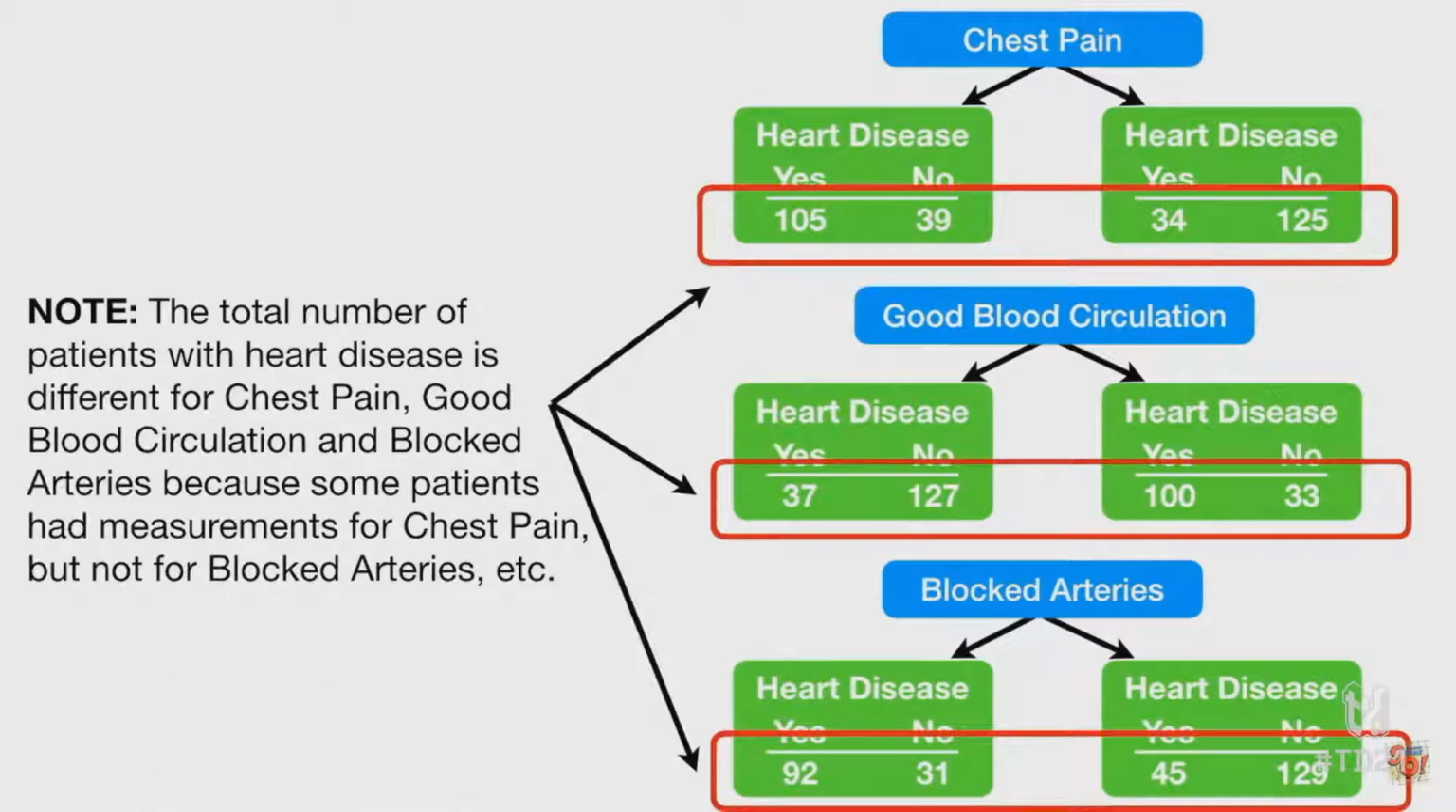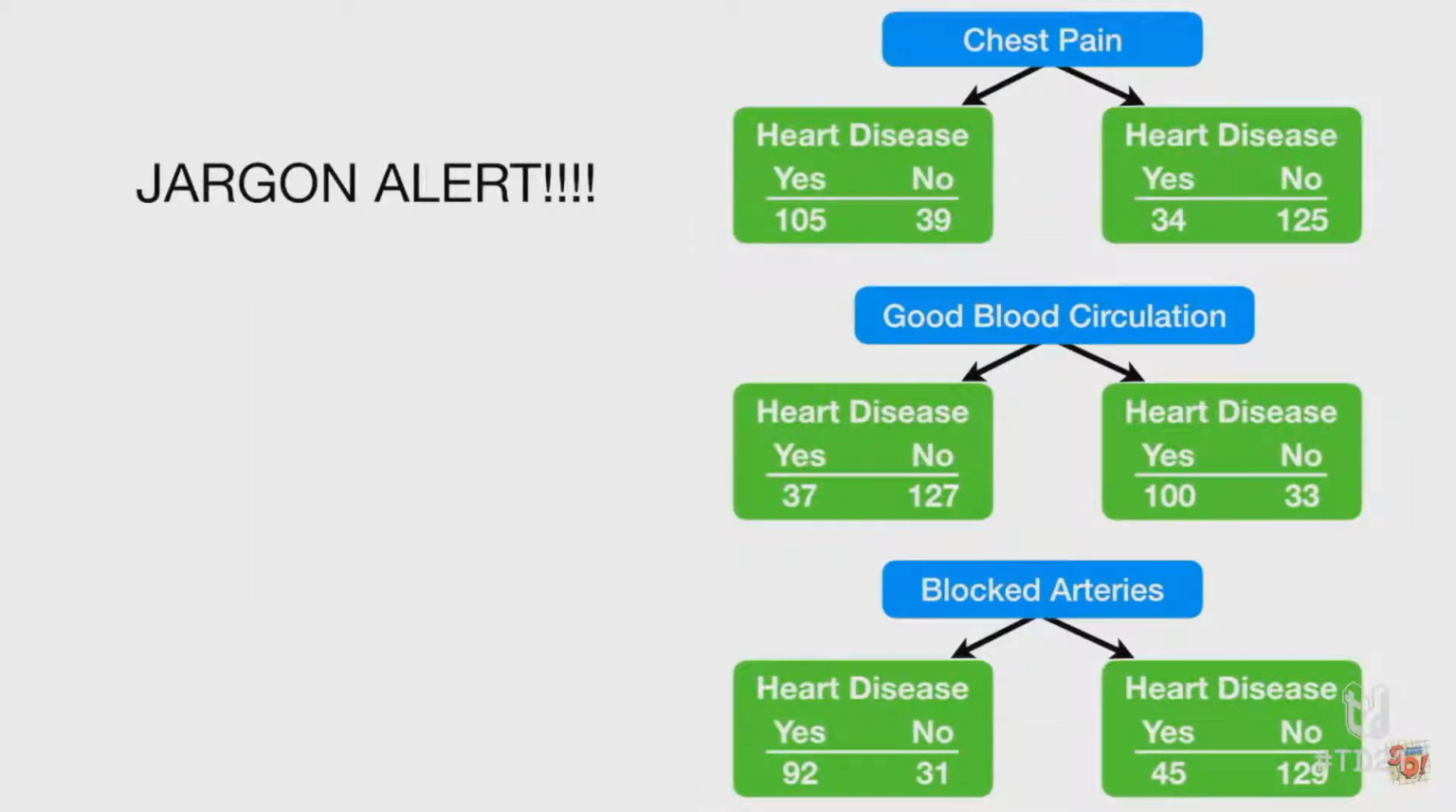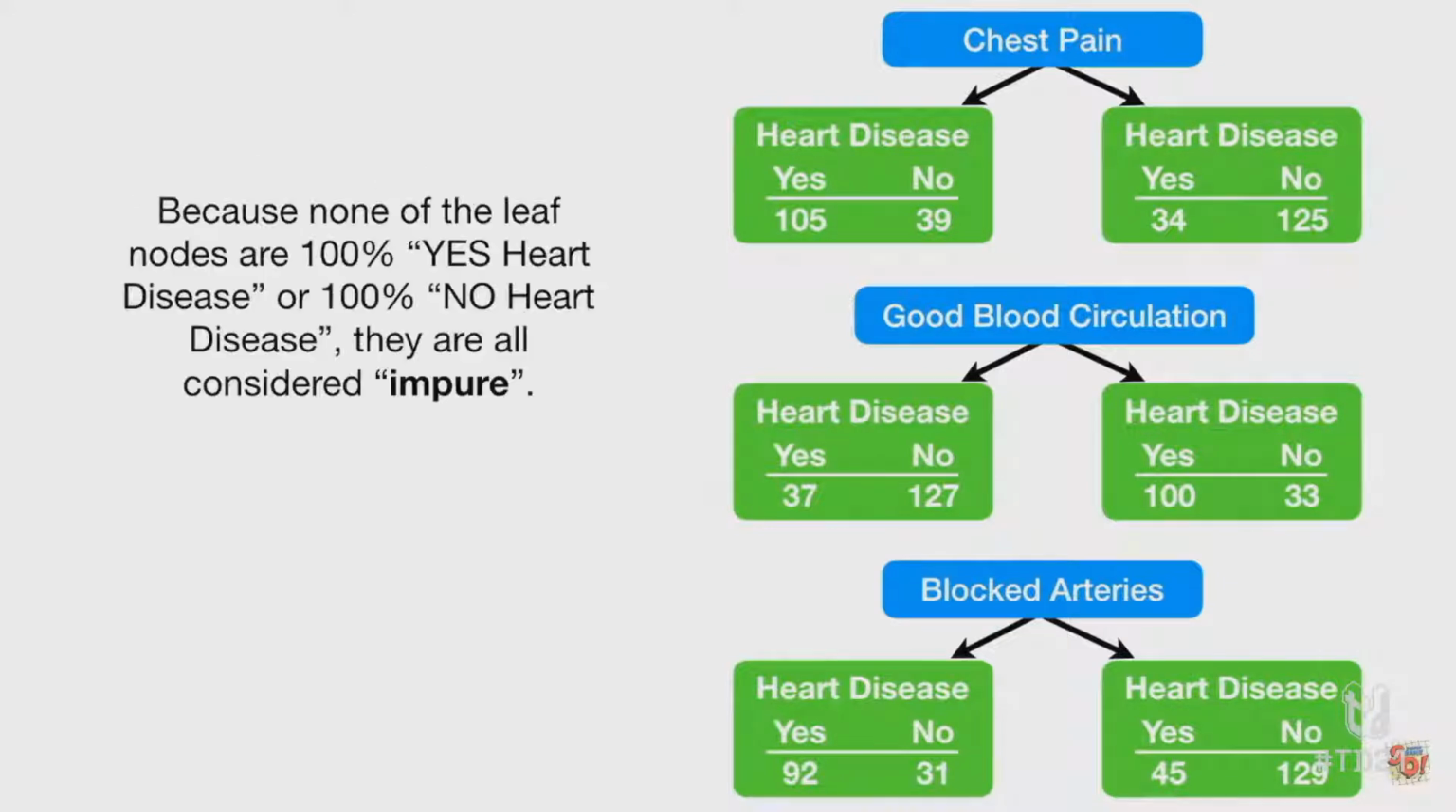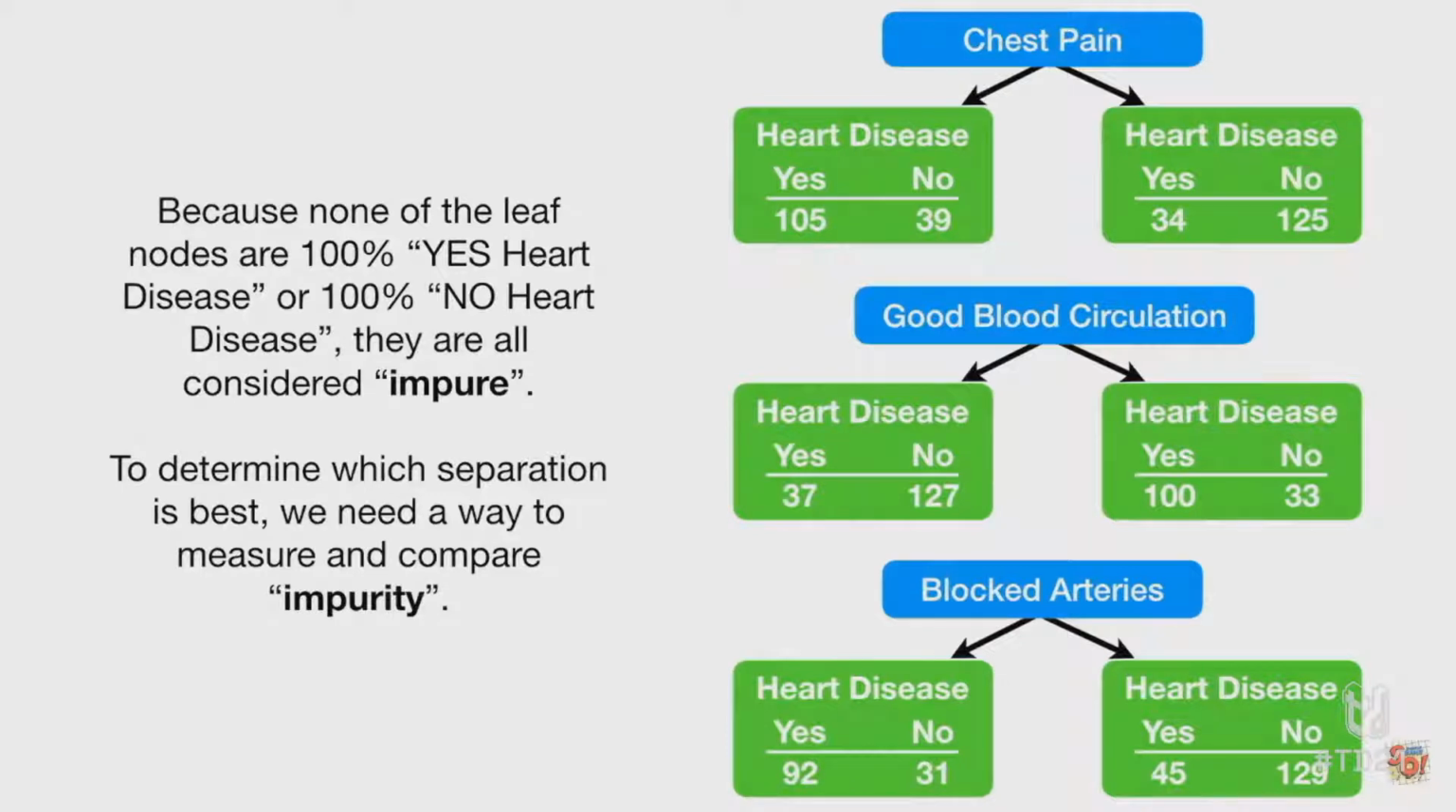Note, the total number of patients with heart disease is different for chest pain, good blood circulation, and blocked arteries, because some patients had measurements for chest pain, but not for blocked arteries, etc. Oh no, it's another one of those ghastly jargon alerts. Because none of the leaf nodes are 100% yes heart disease or 100% no heart disease, they are all considered impure. To determine which separation is best, we need a way to measure and compare impurity.